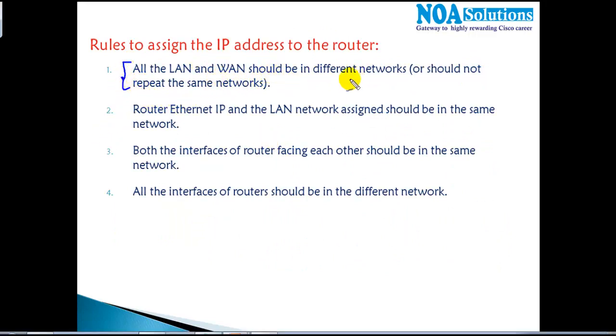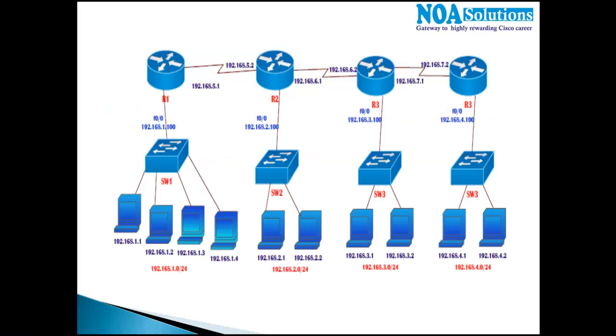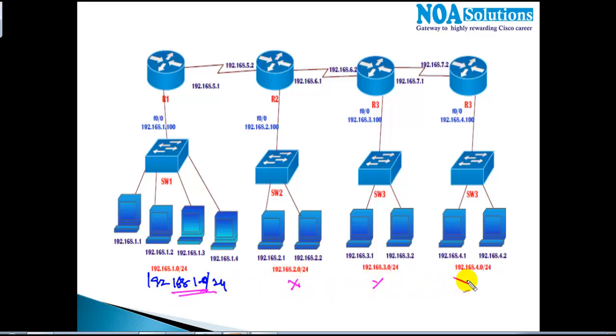All the LANs and the WAN should be in different networks. So this rule says that when you are assigning the IP address here, so we are going to assign some 192.168.1.0 network here. When I'm assigning the 192.168.1.0 network with a /24 subnet mask, I cannot repeat this same network anywhere here, here, or here. Not even in the LAN, not even in the WAN.